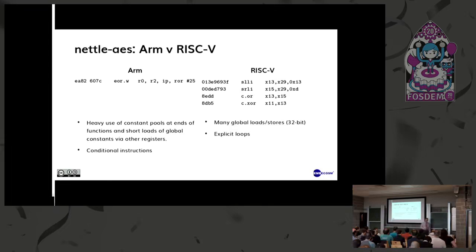We do observe other things. ARM makes heavy use of constant pools. We saw a bit of that in GCC. Okay, at the end of functions and having a global area with short accesses for global constants via other registers. Whereas RISC-V tends to have many global loads and stores. The other thing we see is ARM famously has conditional instructions. Those turn into explicit loops in RISC-V. So we can do something about constant pools because we can implement that in Clang LLVM. The other two are architectural. That's over to the chip designers to sort out.